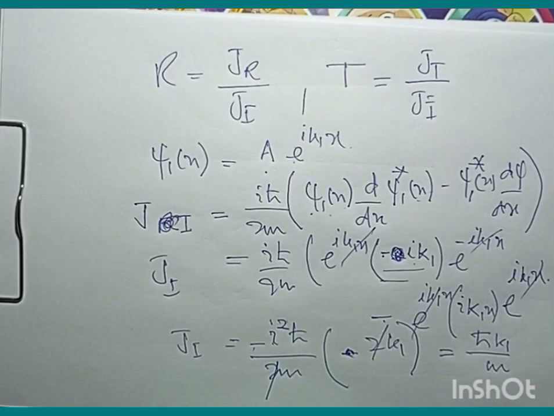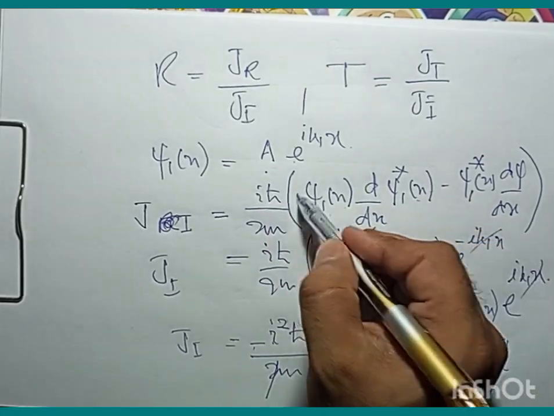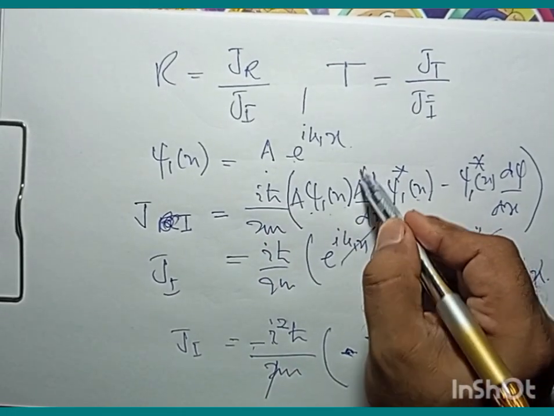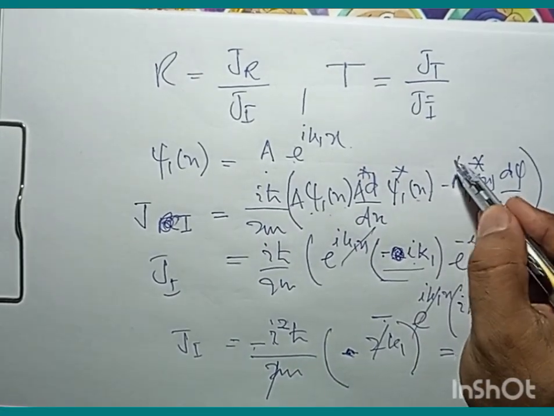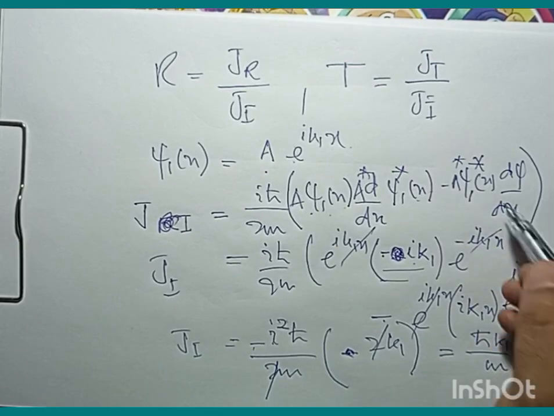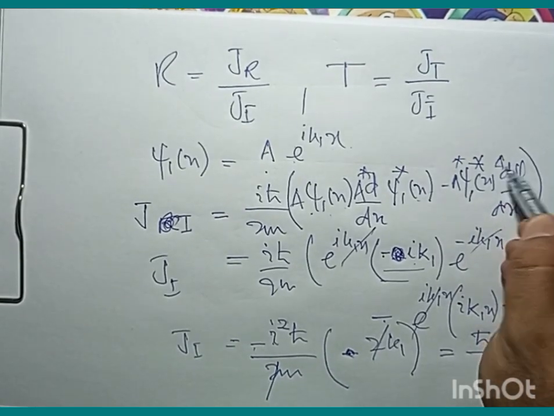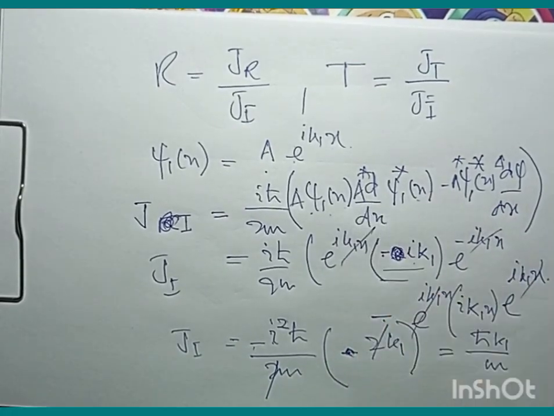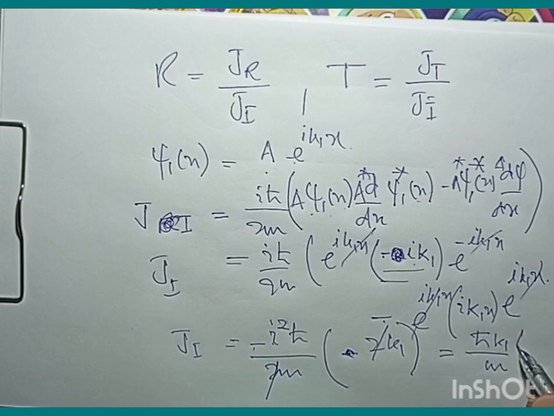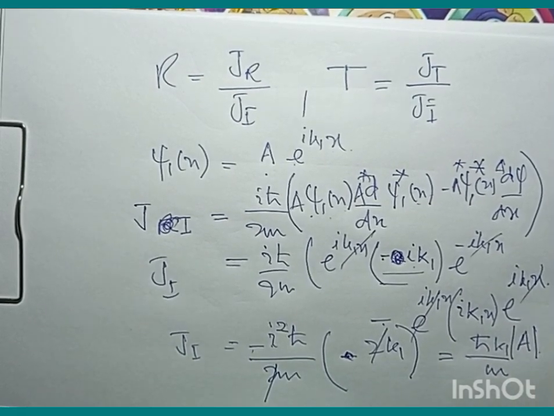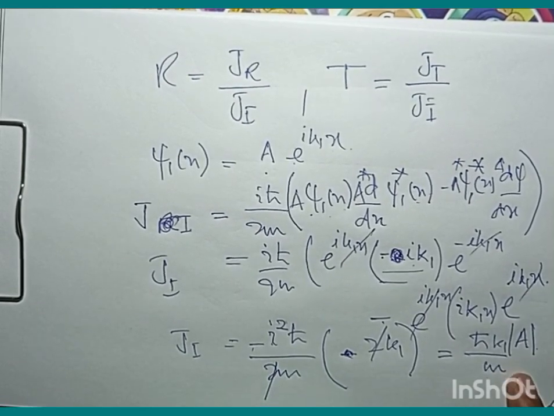And I forgot to write down A, so you will have A and A star here, and A star times A will give us A square. So finally we will have the square of this constant A.